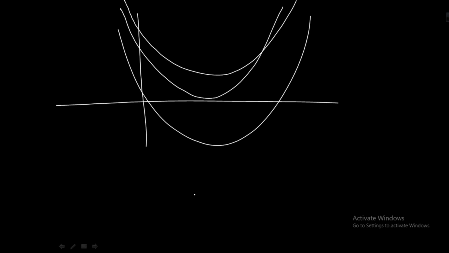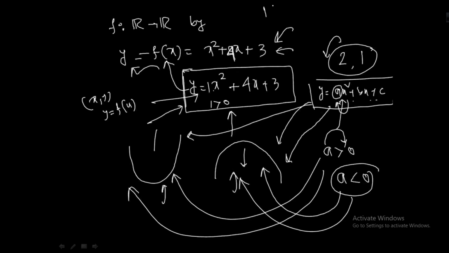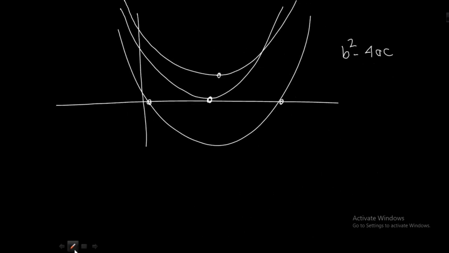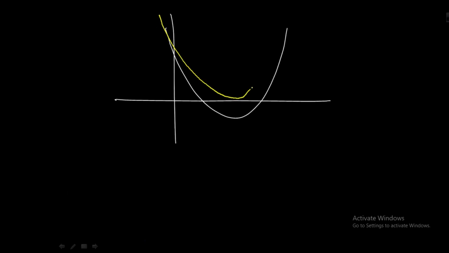That means there will be two distinct real roots, there will be equal roots, or there will be no root. That will entirely depend on the discriminant, b square minus 4ac. Let us check. B square means 16, 4ac means 4 into 3 into 1, that is equal to 4, which is greater than 0. So two distinct roots will be there for this parabola. That means the graph of this parabola will look like this. In some of the cases, the graph will be this. That is equal roots.